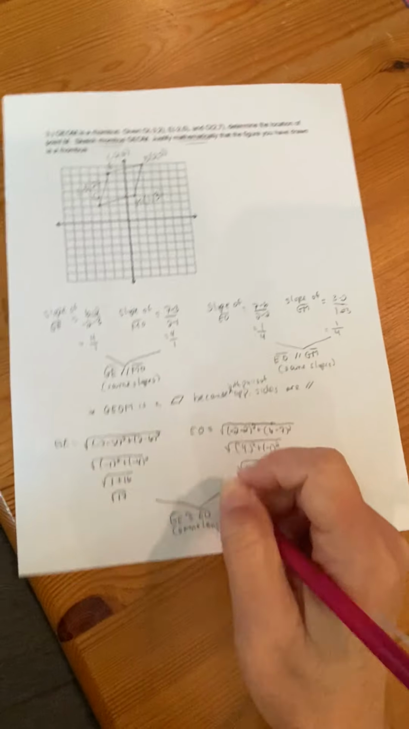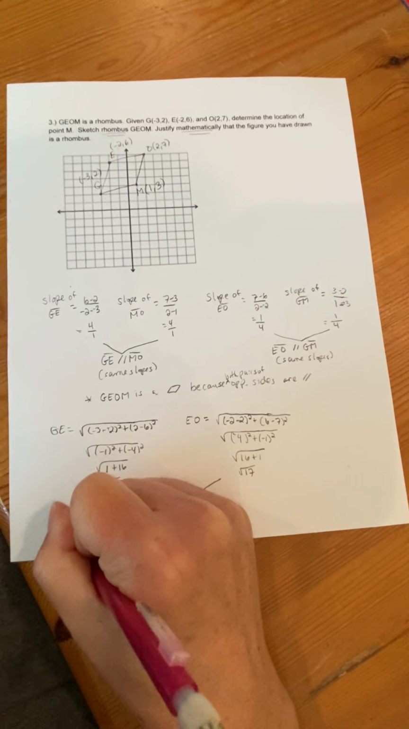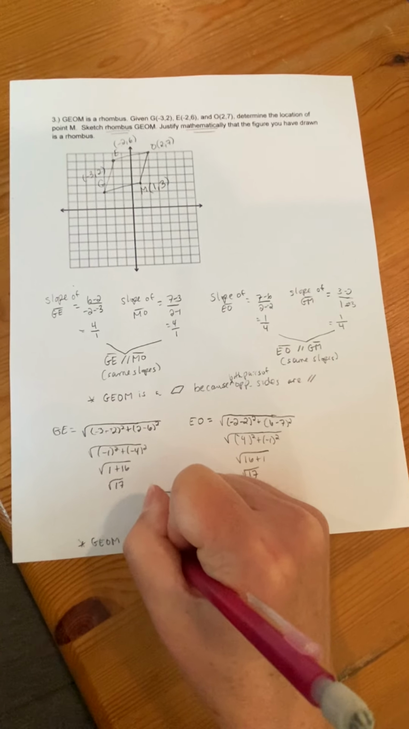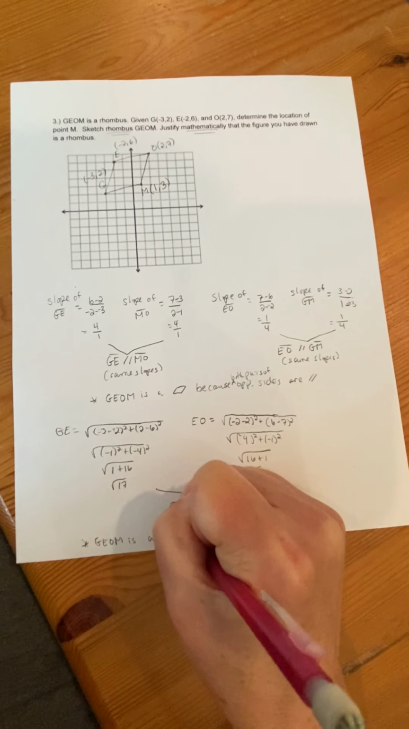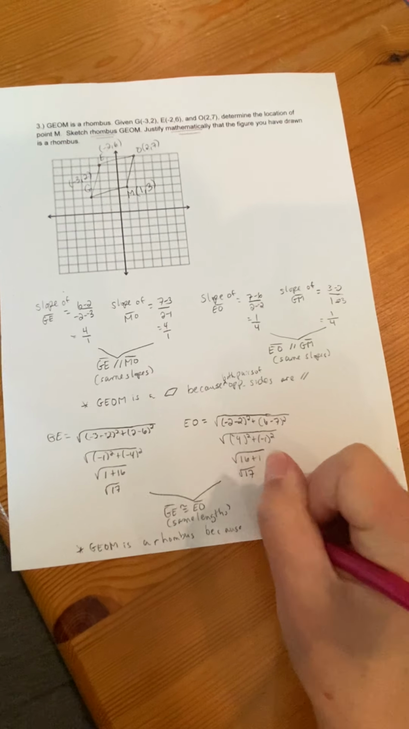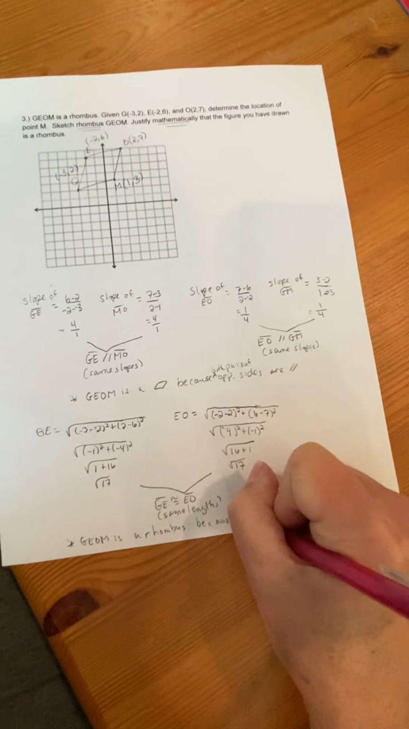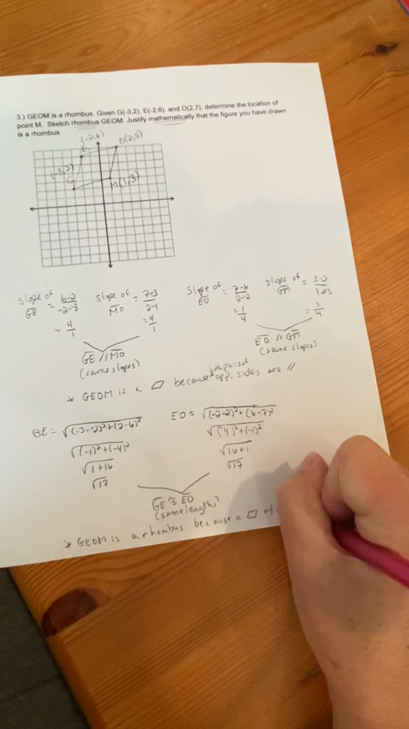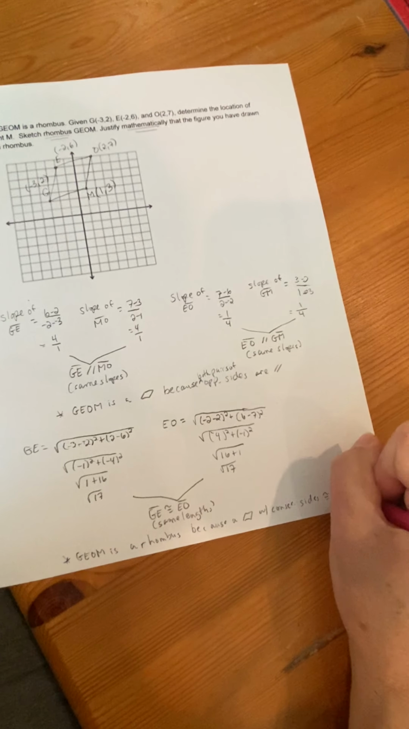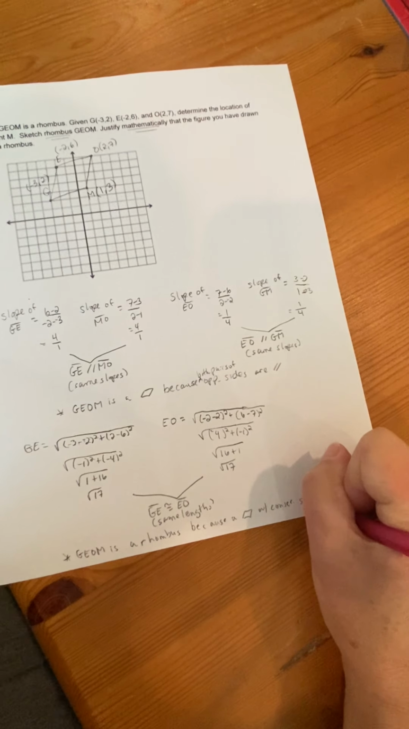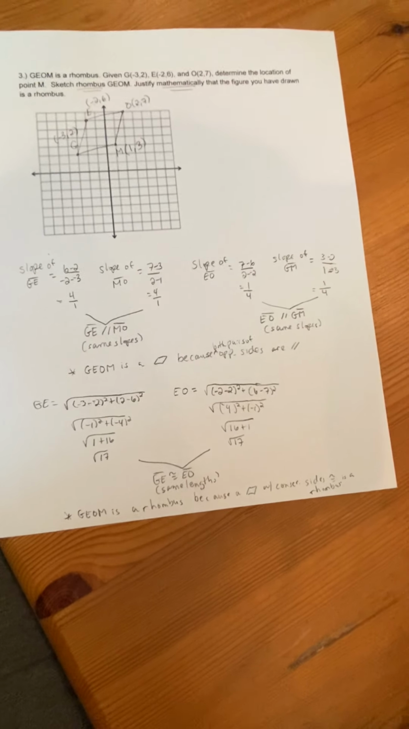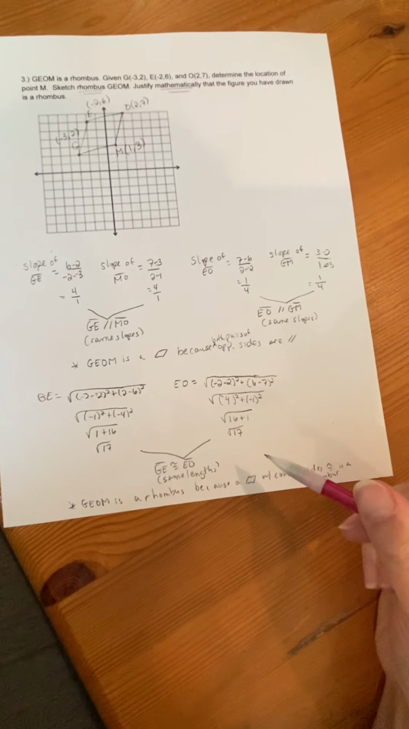And then I just basically have my statement that I know that GEOM is a rhombus because, okay, a parallelogram with consecutive sides congruent is a rhombus. All right, so that would be that explanation, but that doesn't have to be the only thing that you do.